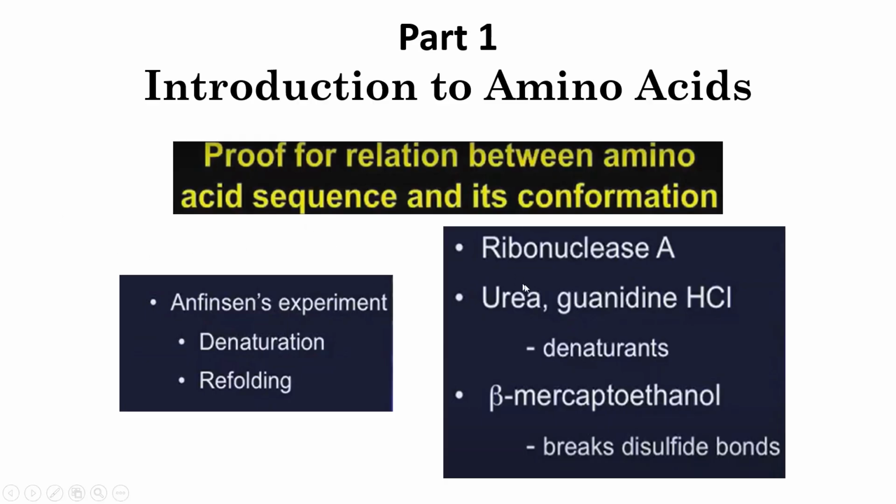There are different experiments people have done in order to prove that. One experiment is about denaturation and refolding. People have used different chemicals to denature proteins and to break the disulfide bonds, etc. For example, mercaptoethanol is used for breaking disulfide bonds. This is used for denaturation of the protein.